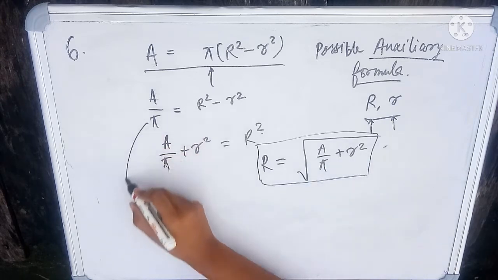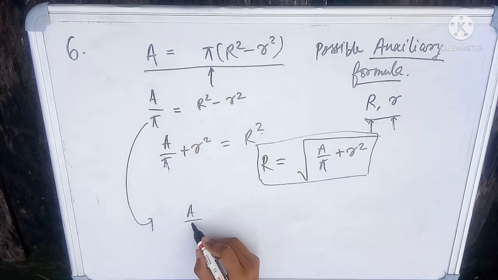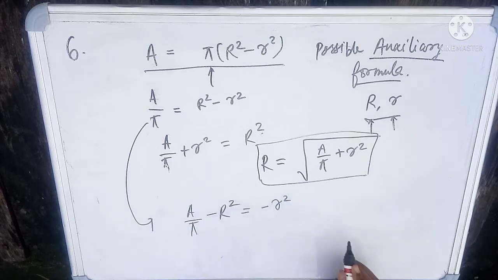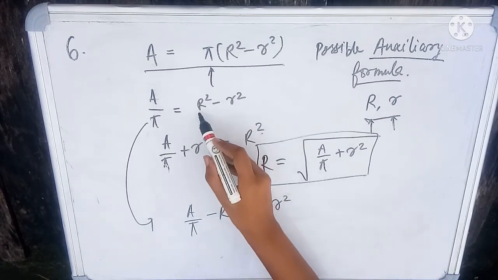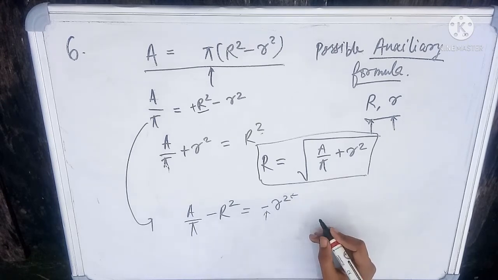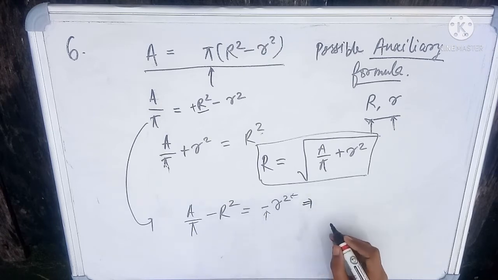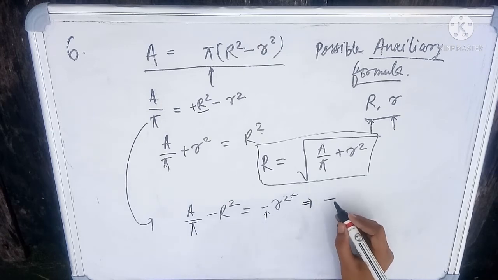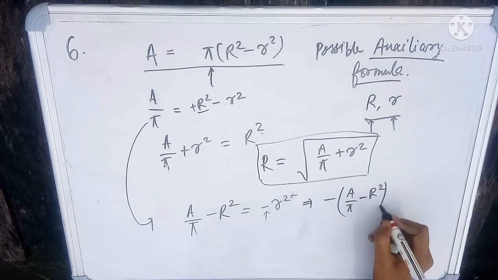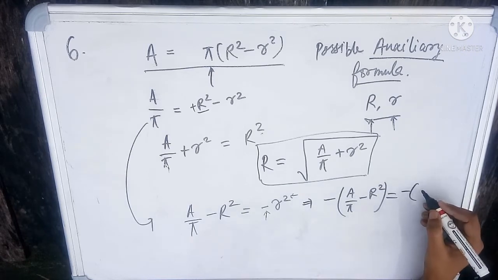So from here you can see we can write minus r square is equal to a divided by pi minus capital R square, because here we have capital R square in the positive. Now next we have to remove the negative sign and this square to make small r the subject. So for that, first of all we will remove the negative sign by multiplying both sides with negative. So here we have minus a divided by pi plus R square is equal to minus multiplied by minus r square.